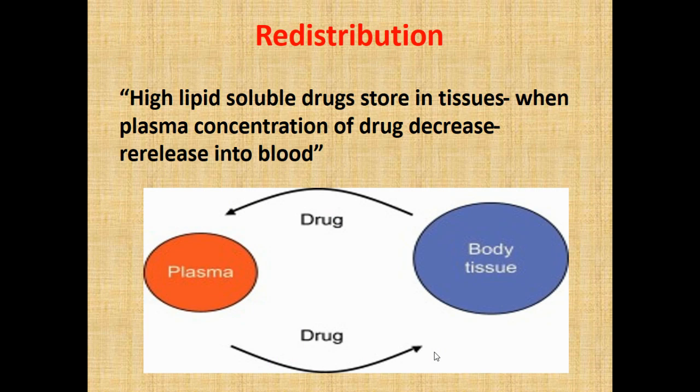Then what is redistribution? Redistribution is when highly lipid soluble drugs are stored in the tissue. When the plasma concentration of the drug decreases, they are released into the blood. Simply I say, when you administer the drug, it is concentrated in the plasma. From plasma, it will go to the storage area. When plasma concentration is coming down, from the storage area it will again come back to the plasma. That is called redistribution. From plasma to the body tissues is distribution. From body tissue coming back to the plasma is called redistribution.